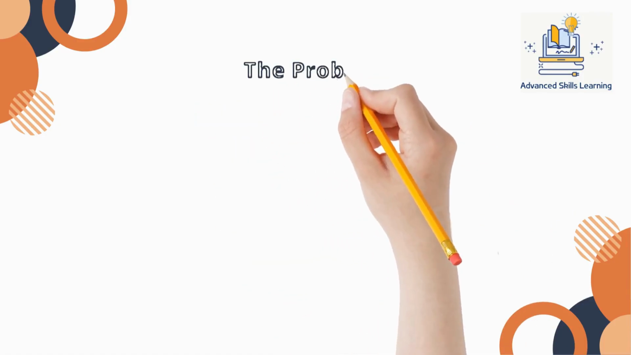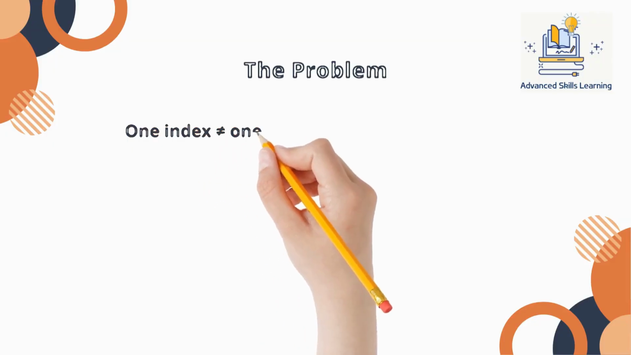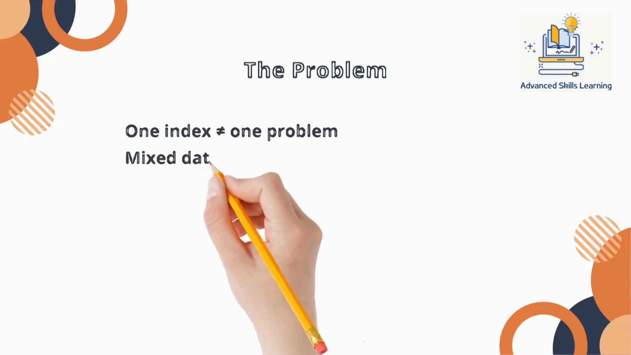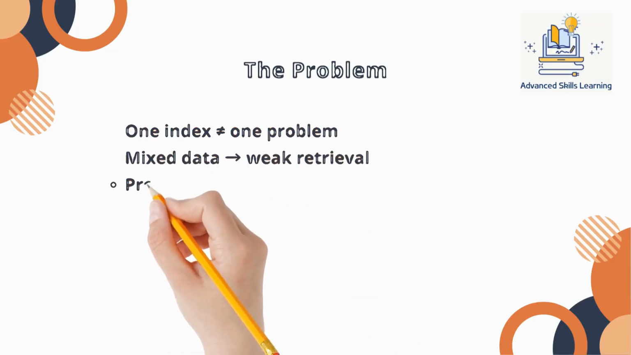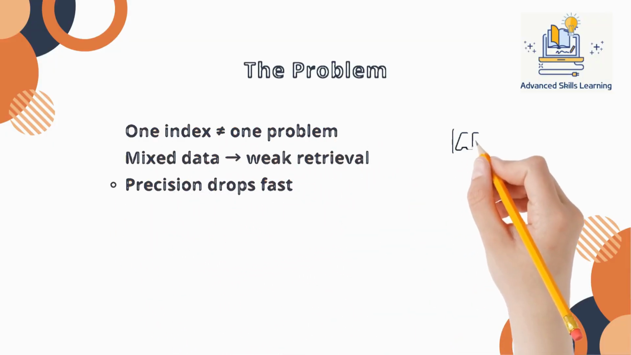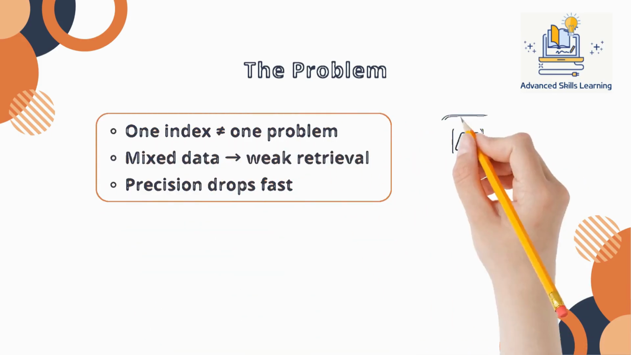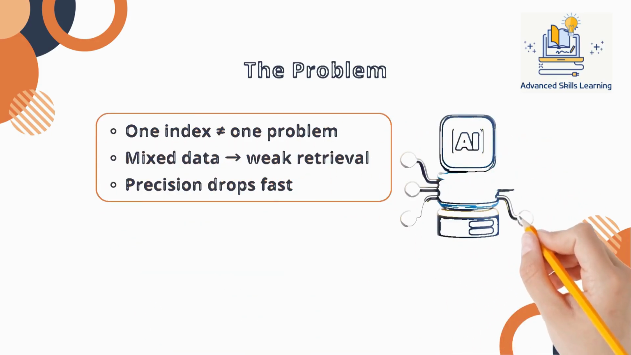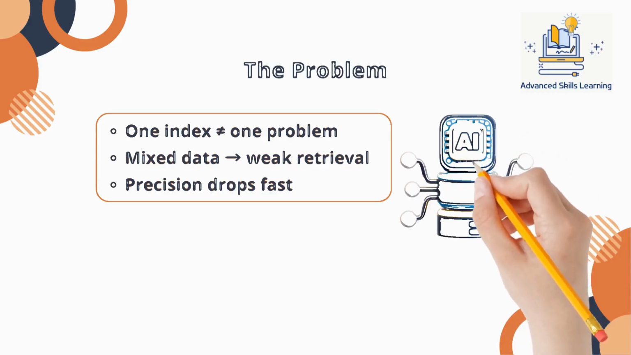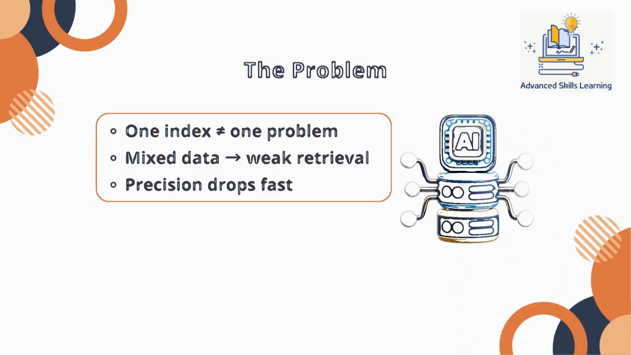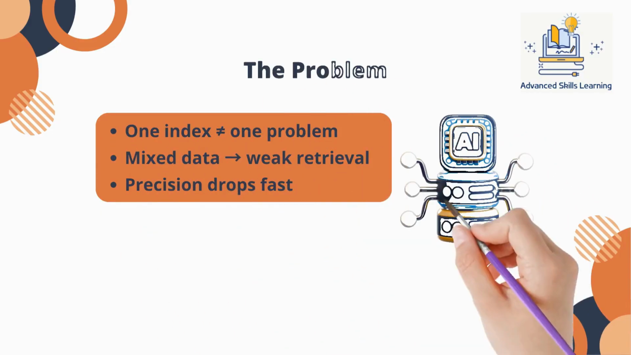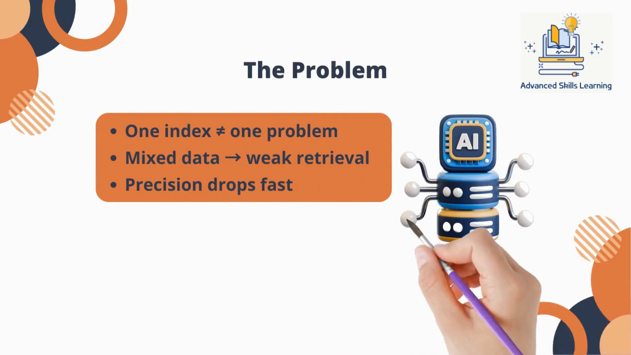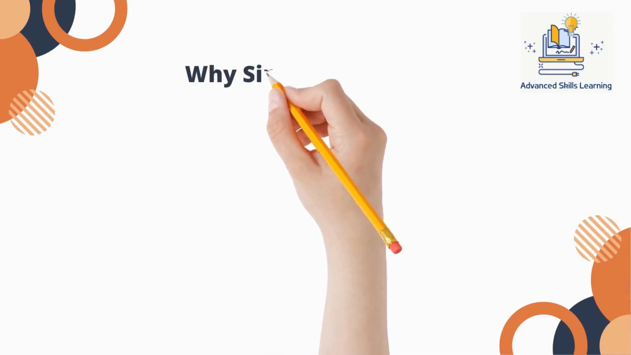Most RAG systems begin with a single index. All documents go into one vector database, and every query searches the same space. At small scale, this looks clean and simple, but as your data grows, different document types start competing with each other. The system cannot distinguish intent effectively, and retrieval quality begins to degrade in subtle ways that are hard to debug.